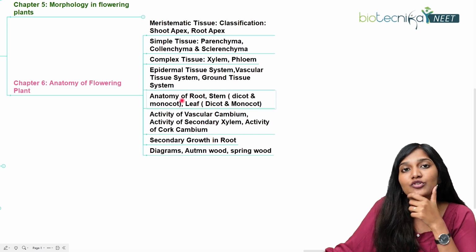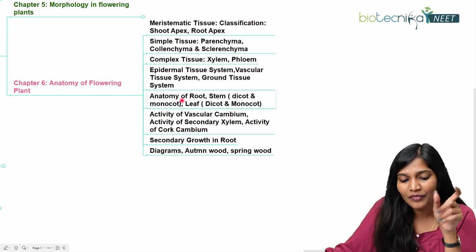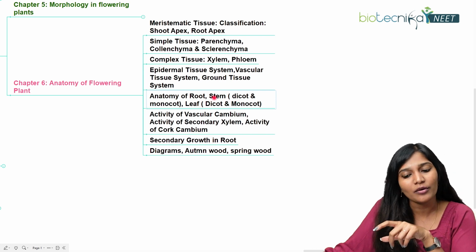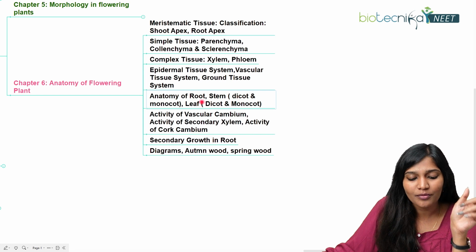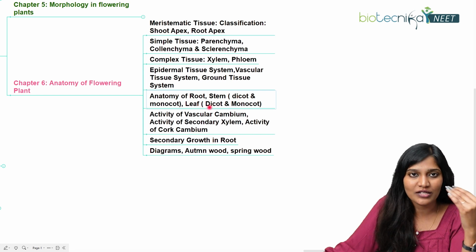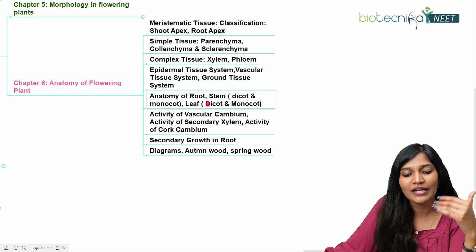And most important, you should study the root and the stem. So what is going to be the root in case of monocot plant and dicot plant, and stem in case of dicot plant and monocot plant? Leaf anatomy in dicot plant and monocot plant. What is the arrangement? Which means you have to study everything separately.